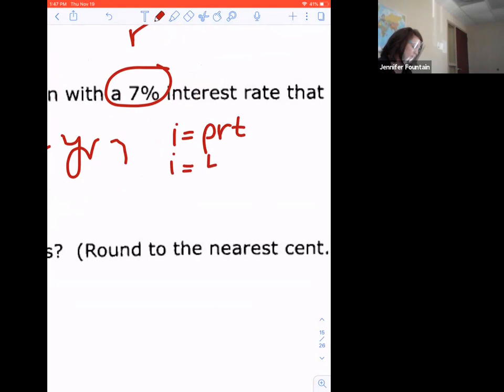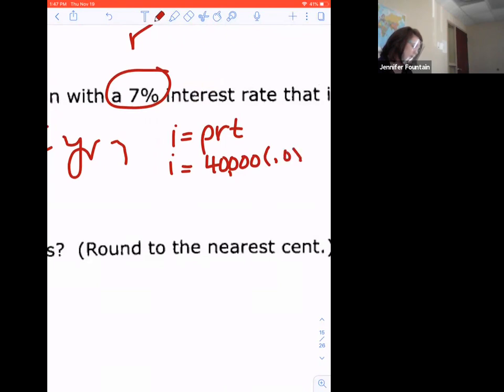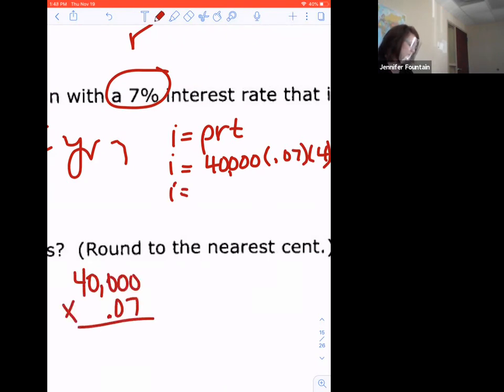I equals 40,000 times 0.07 times 4. So I'm going to have to multiply 40,000 times 0.07. So 0 and 7 is 0, 0, 0, 0. 7 times 4 is 28.